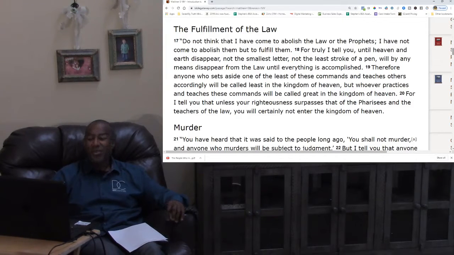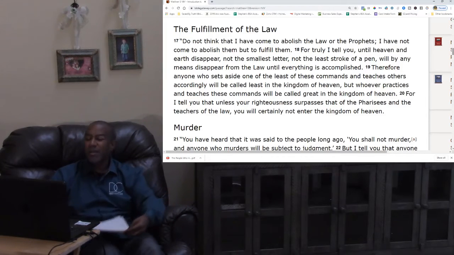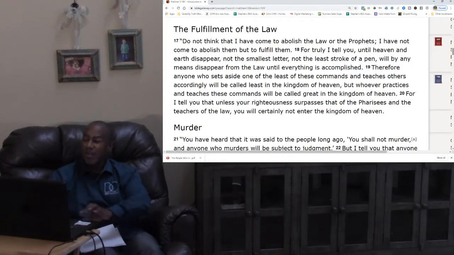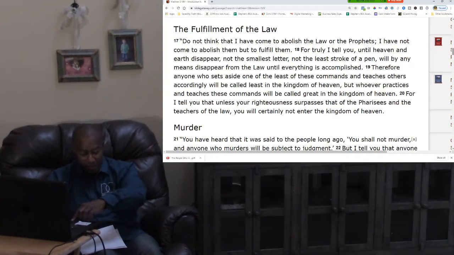So unless your righteousness, unless you honor it even more than they do, you will not enter the kingdom of heaven. Don't deceive yourself. You will not make it to the kingdom of heaven. So it's so important that you understand that these commandments are prevalent today.